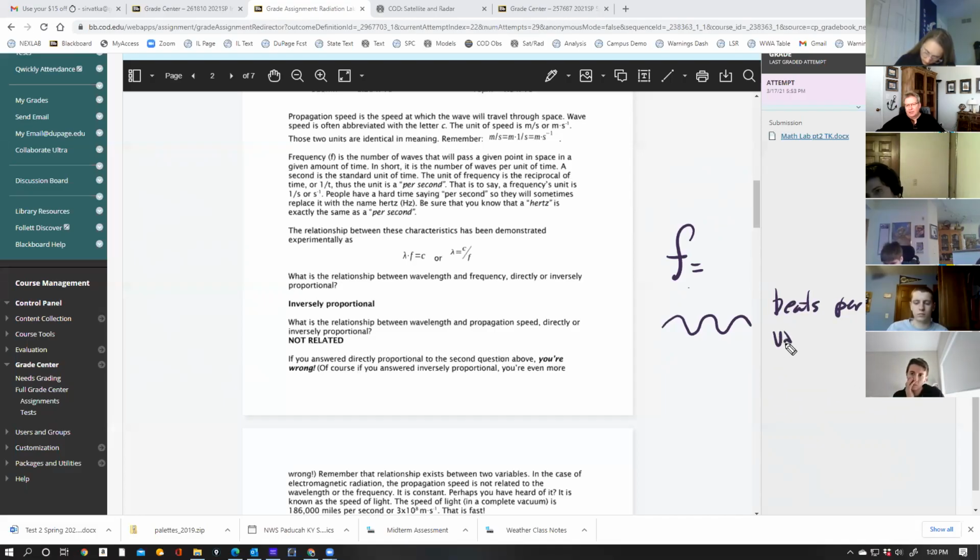or waves per second. But you see, a wave or a beat is not a unit. So the only unit is actually a per second. Now remember, this is how you write 1/seconds, per second. So that tells me this is the unit of frequency, a per second.